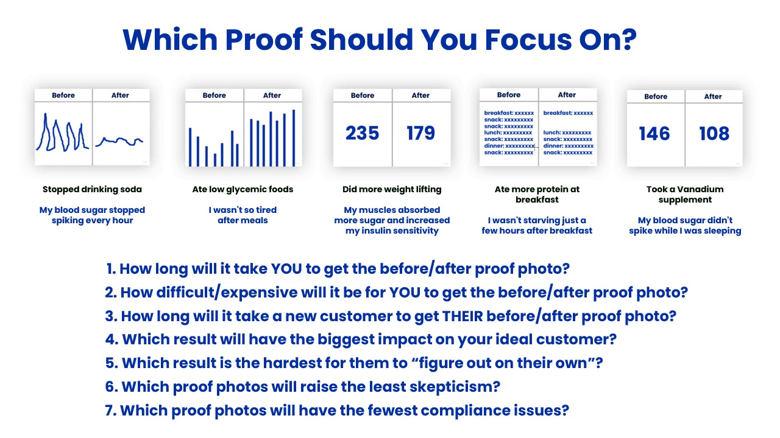I mean, people are very skeptical. Remember, people are very cynical. AI especially has made people even more cynical than ever about whether this is even a real photo. Is this real? So you need to think that way when you're choosing which proof to focus on, because it already exists. It's already out there. That's the way they're thinking. So which proof photos will raise the least skepticism?